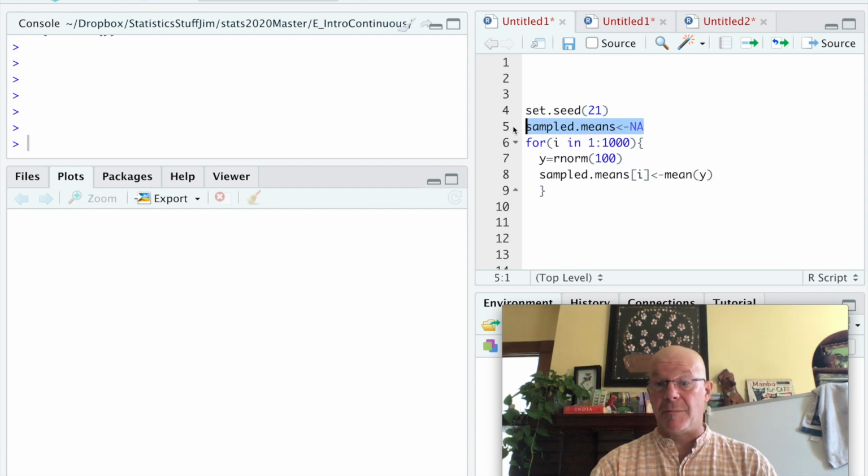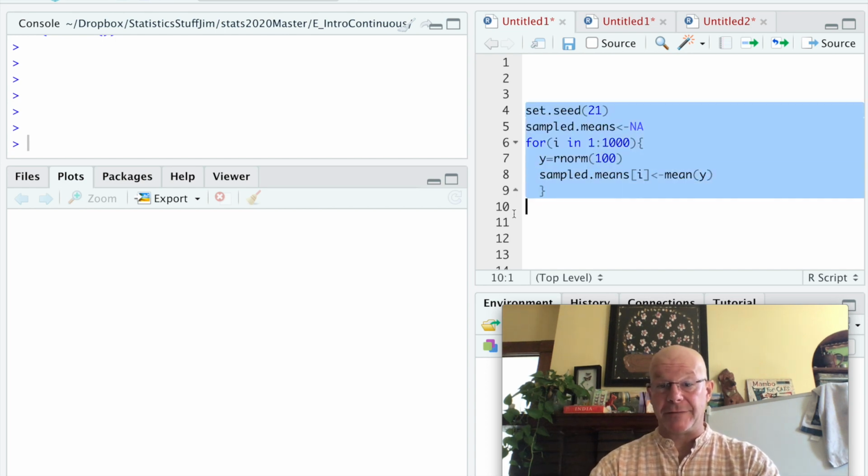I'm going to create a blank object called sampled means, which I'm going to populate with means. And what I'm going to do is loop through this 1,000 times. Each of those 1,000 times, I'm going to take 100 random variables from a standard normal distribution, so a mean of 0 and a standard deviation of 1. I'm going to calculate the mean of that sample and save that mean. And I'm going to do that 1,000 times. So what I'll end up with is 1,000 estimates of the mean from this population.